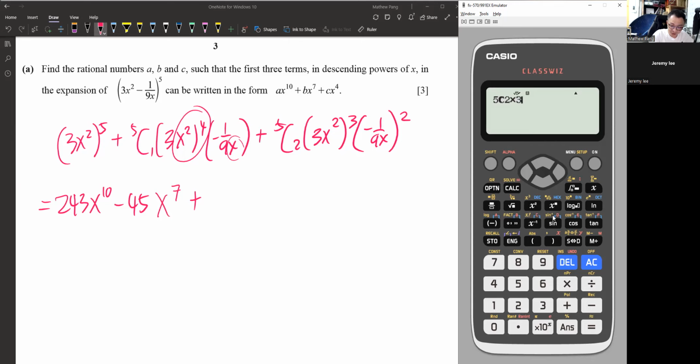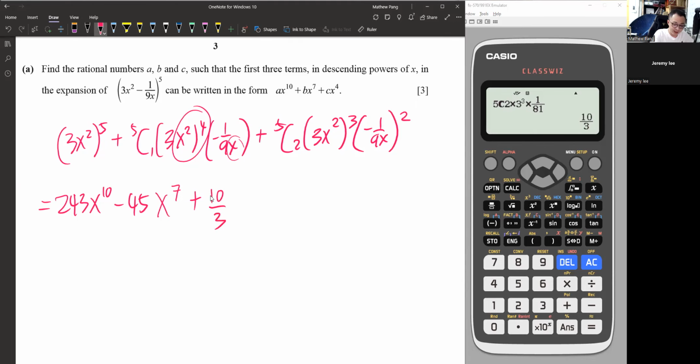And then multiply 3 power of 3, which is 27. And then multiply negative 1 over 9 times negative 1 over 9, which is 1 over 81. So it's 10 over 3. This is x power 6 divided by x squared, which is x power 4. Done. Okay, this is the first three terms they want.